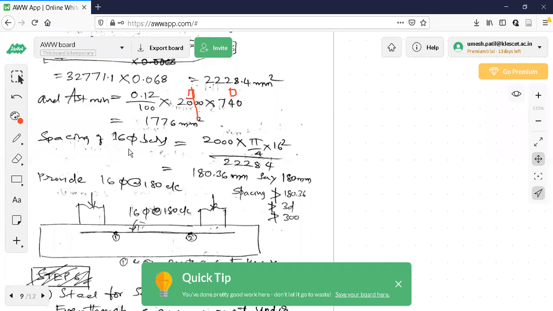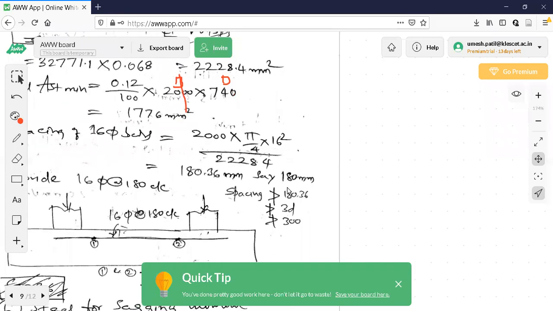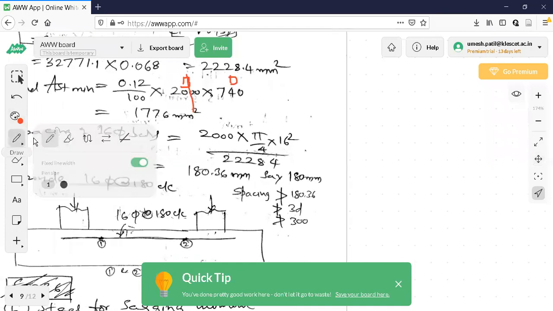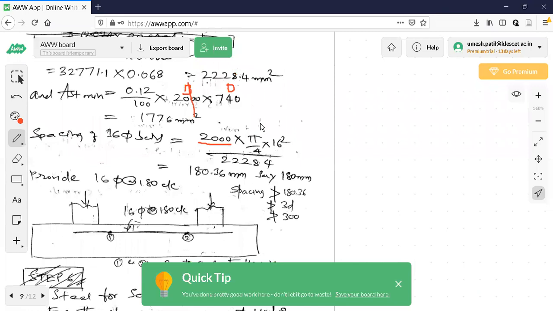Now observe here, spacing of 16 mm bars. When you find the spacing, 1000 AST by capital AST, usually in RCC that we have studied, is 1000 times area of one bar divided by total AST, total steel required. But here you just observe this. One more important observation is, here you should not use 1000. You should use the width, whatever width is there. B is the width that must be used for finding spacing of the bars.